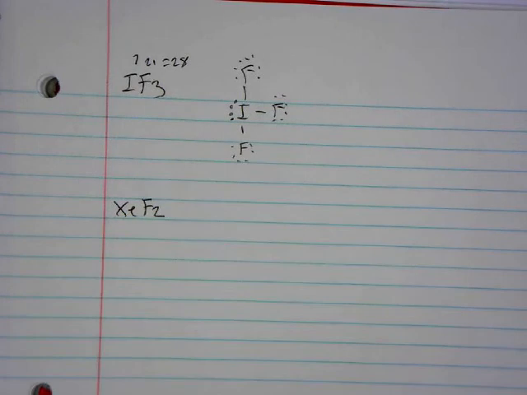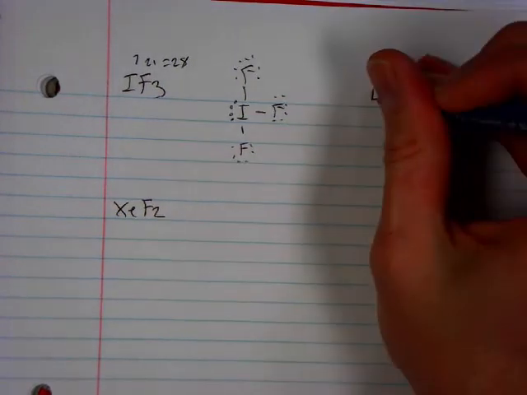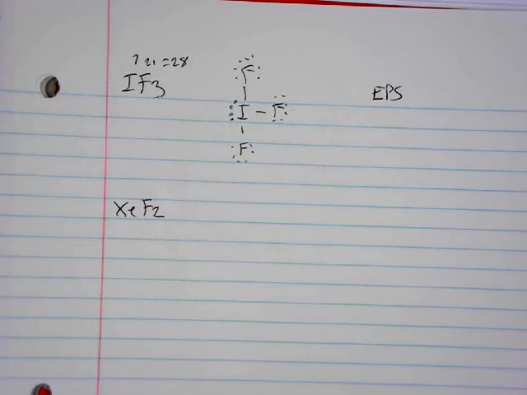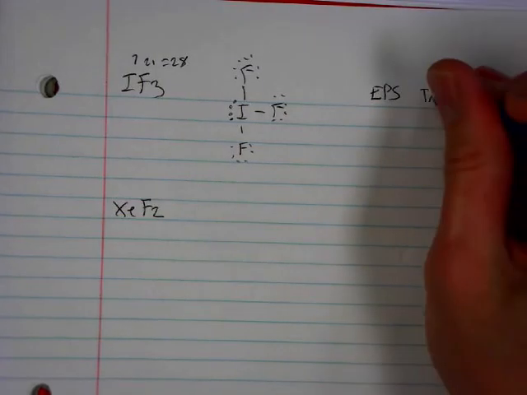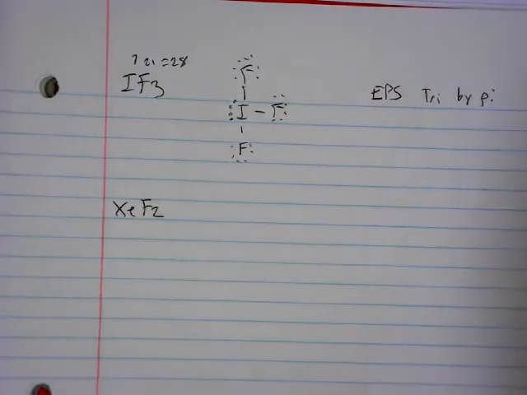7, 21, total of 28. So I have, that's 8, that's 16, that's 24, plus 4 is 28. So we have an expanded octet here, expanded octet on my iodine.